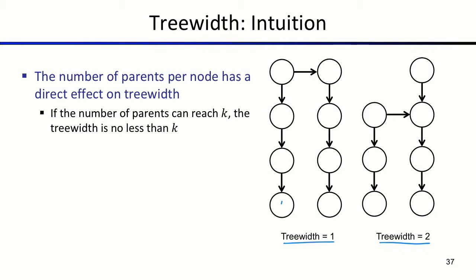So if you look here, this guy has one parent and one parent, one parent and one parent, one parent and one parent. This guy has one parent and this guy has 0 parents. But here, these have 1, 1, 1. This one has 0, but this guy has 2 parents and this one has 0 parents. So one interesting observation is that if the number of parents can reach k, a number k, then the tree width is no less than k.